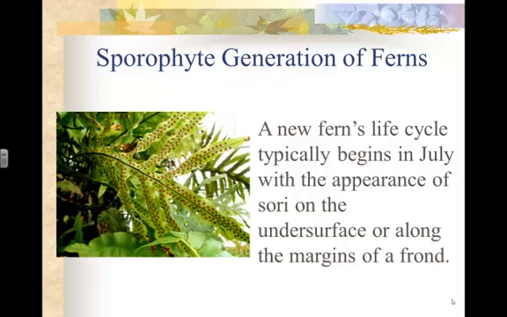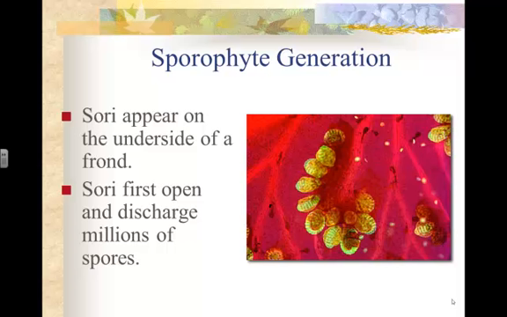And they have an alternation of generation as well. So they have a sporophyte generation, which are the sori. And if you can see the back of that frond, all those light rust-colored dots, those are sori. And that's the fern's life cycle. It usually starts in July on a lot of the ferns. And what come out of the sori then is going to be the spores. They're the spore makers.